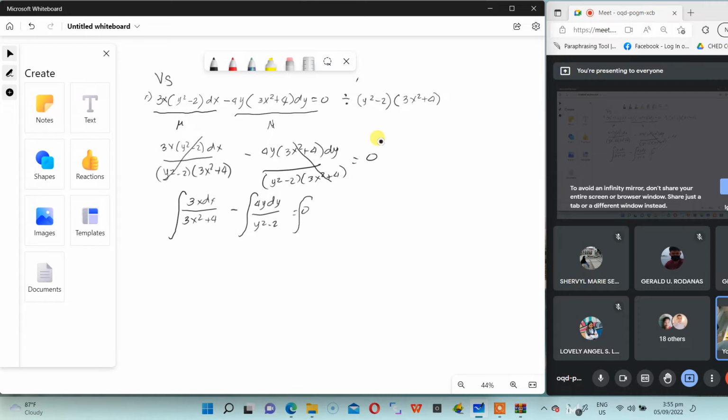Question, what is the integral of this? Now we need to review your integral. So let's try to test. What is the integral of this? Or what will be the process that we will be using?